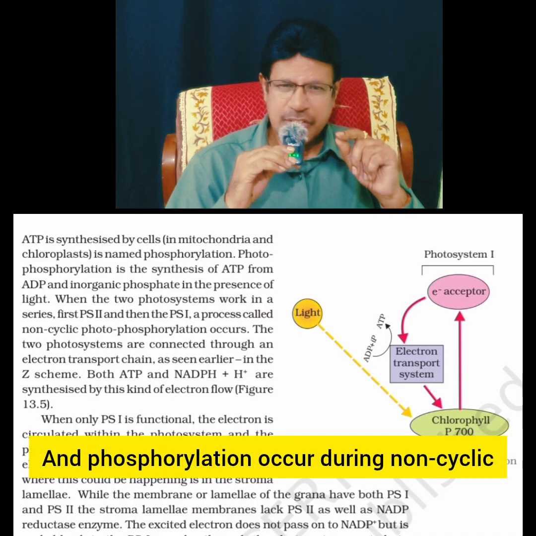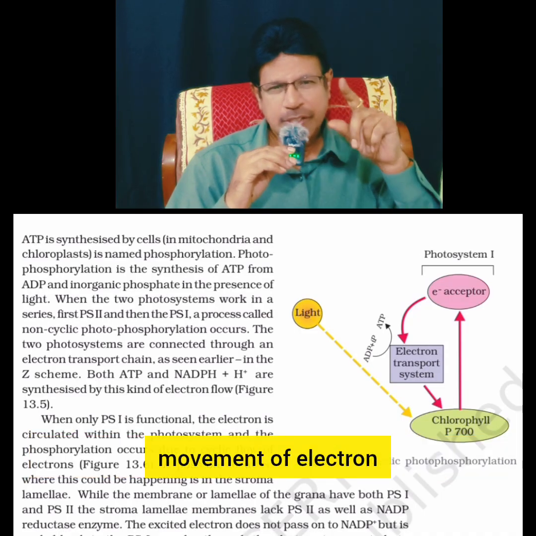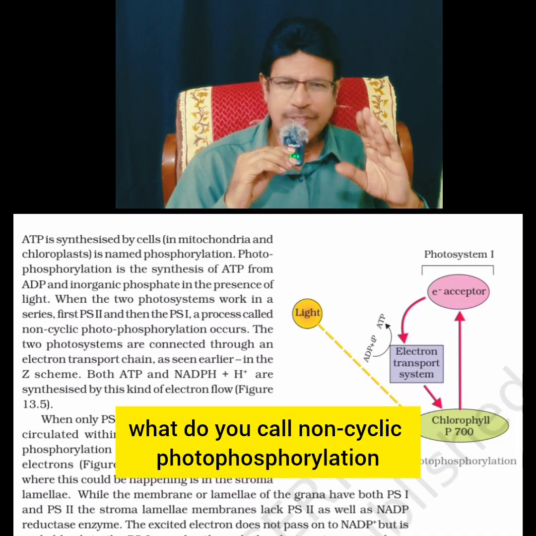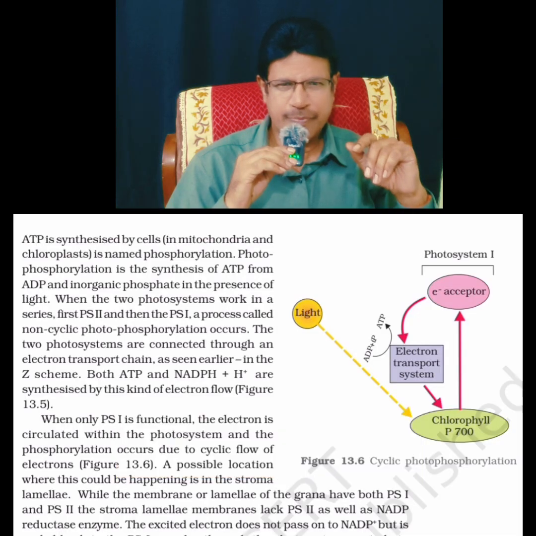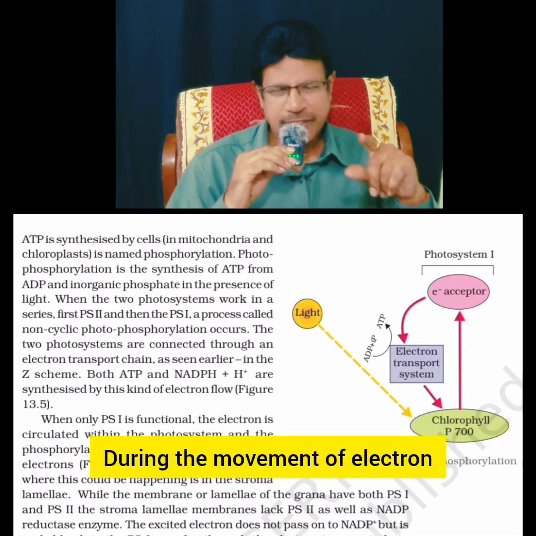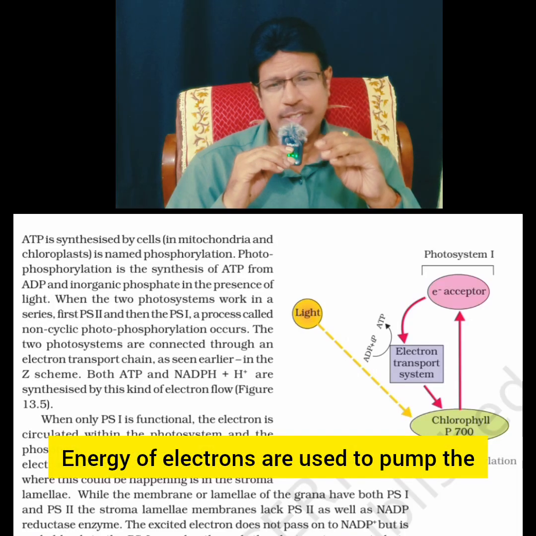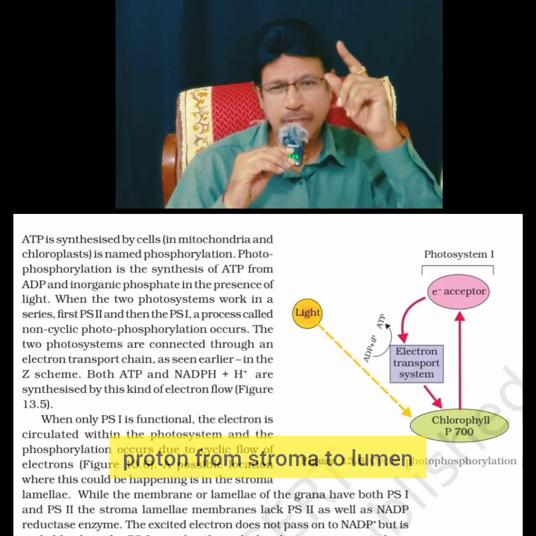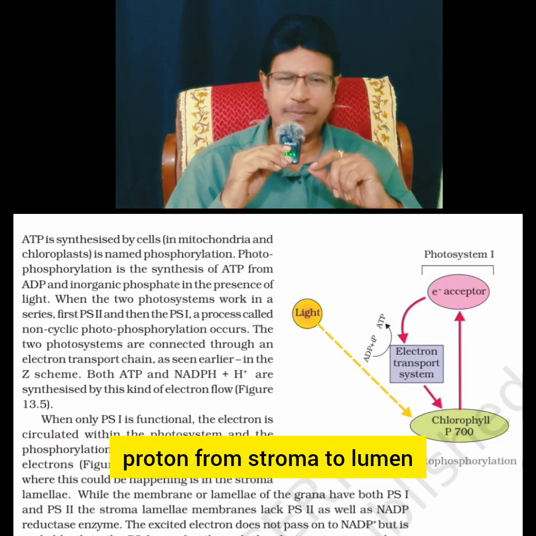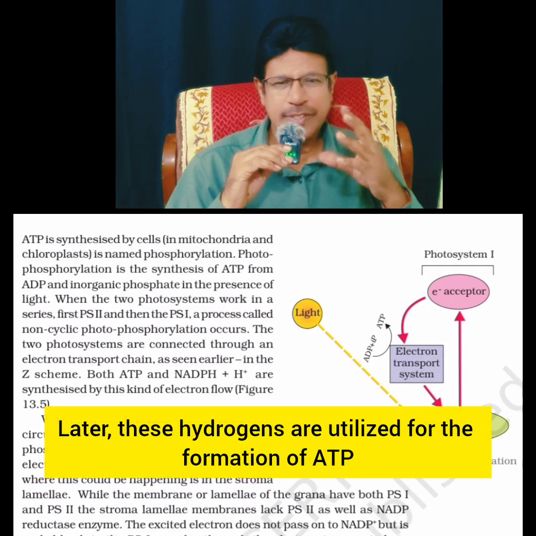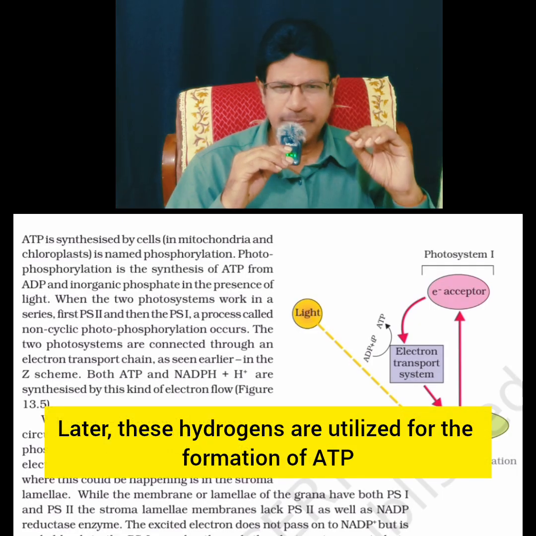Phosphorylation occurs during non-cyclic movement of electrons. What do you call non-cyclic photophosphorylation? During the movement of electrons, electrons are not used up. The energy of electrons is used to pump protons from the stroma to the lumen. Later, these hydrogens are utilized for the formation of ATP.